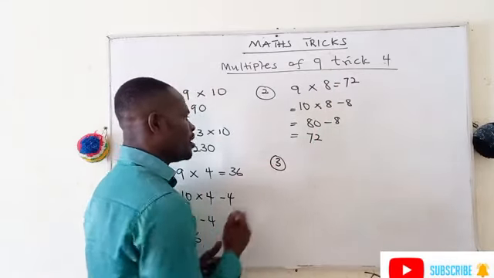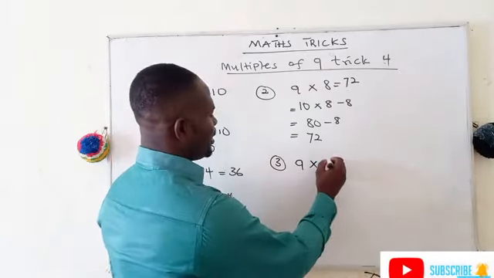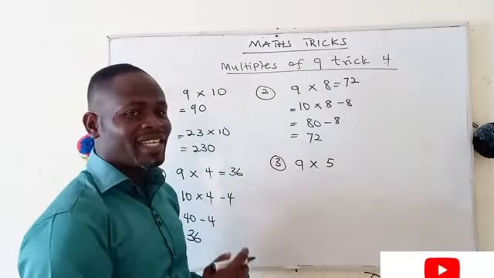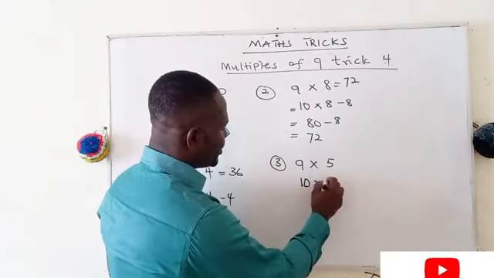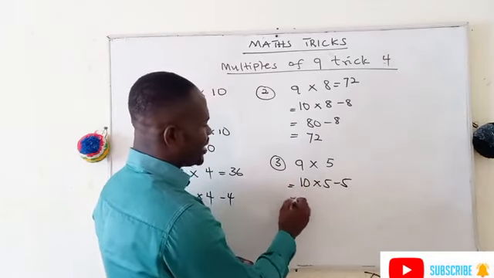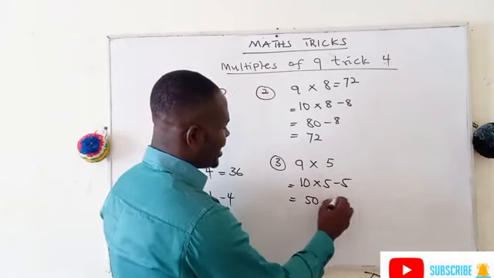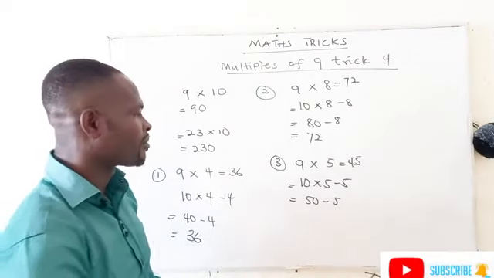Example 3. When we have 9 times, let's say 5. So instead of using the 9 to multiply the 5, we use the 10 instead of 9, because it's easier to multiply with 10 than 9. So you have 10 times 5, and you deduct 5 from it again, minus 5. So 10 times 5 will give you 50, and then 50 minus the 5, you get 45, which means that 9 times 5 is 45.